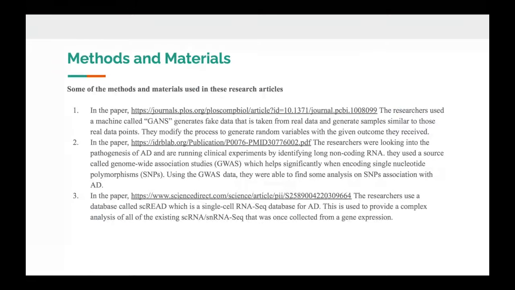For the methods and materials, these are just the papers that we used and what they used to figure out what the Alzheimer's genes were. They used GWAS data, as well as RNA-seq and snRNA-seq.